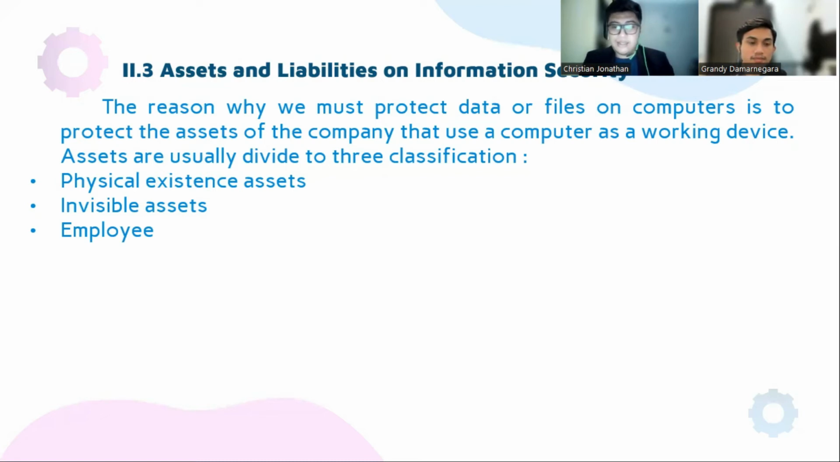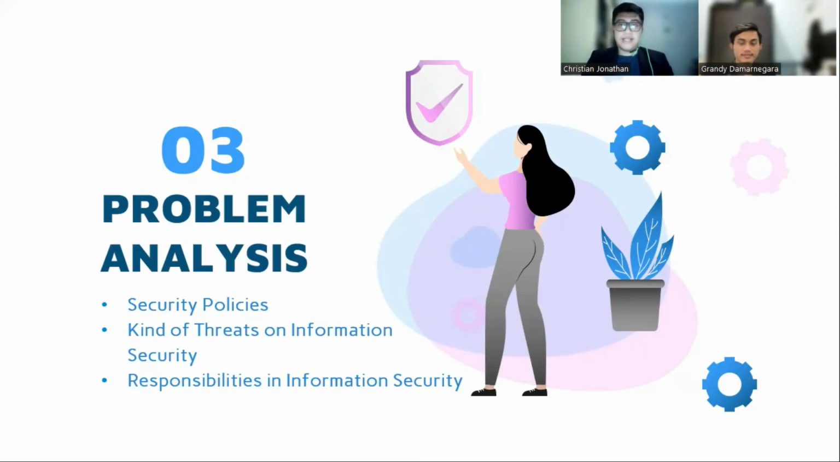Invisible assets. These are assets that have no physical existence, for example, information resources, trademarks, copyrights, licenses, and permits. And the last one is employees. They are the most valuable assets in an organization or company. Some assets have unique values that are related to market value, and these assets have worth even though they are sold.